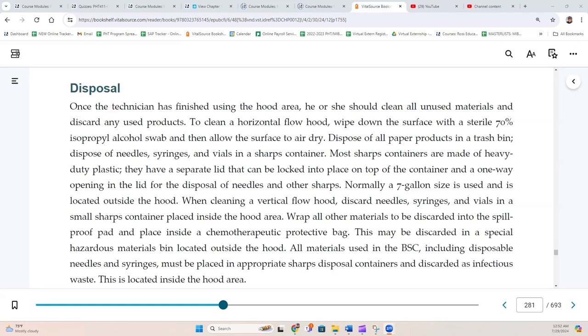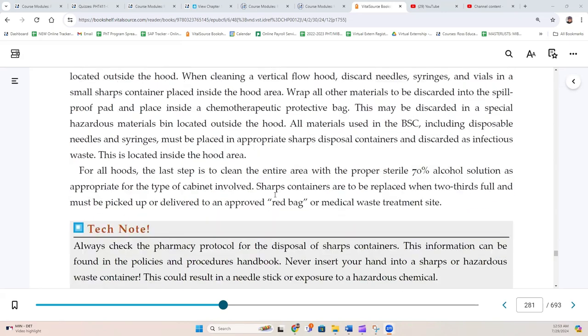When cleaning a vertical flow hood, discard needles, syringes, and vials in a small sharps container placed inside the hood area. Wrap all other materials to be discarded into the spill-proof pad and place inside a chemotherapeutic protective bag. This may be discarded in a special hazardous materials bin located outside the hood. All materials used in the BSC, including disposable needles and syringes, must be placed in appropriate sharps disposal containers and discarded as infectious waste. This is located inside the hood area.